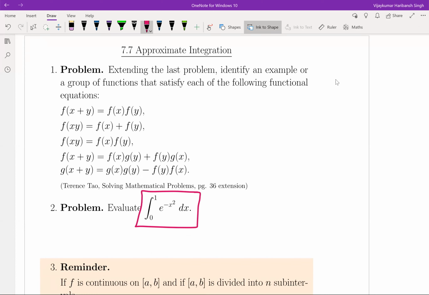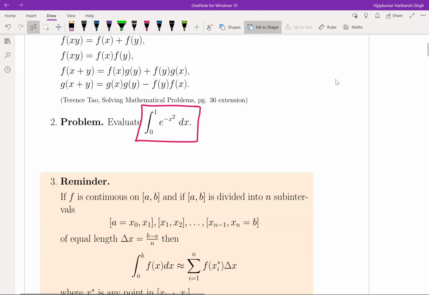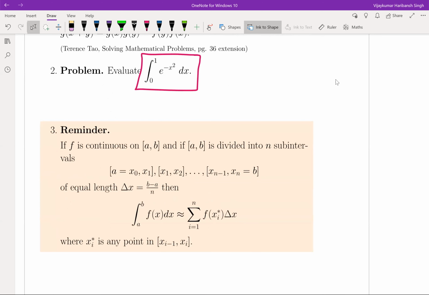We have already seen some of the approximate integrals. Most of it we are going to formalize in this chapter. So remind yourself about the following. Let f be a continuous function on a closed interval [a, b], and [a, b] is divided into n subintervals. Let's call those intervals x0 to x1, x1 to x2, x2 to x3, and so on, up to xn minus 1 to xn, which is b. And each is of equal length, say delta x.